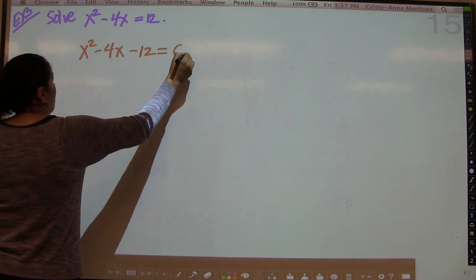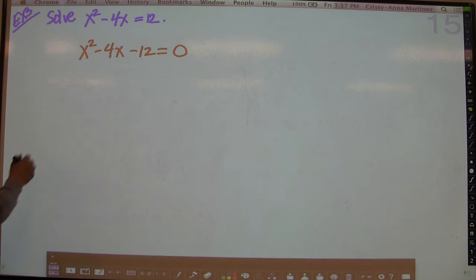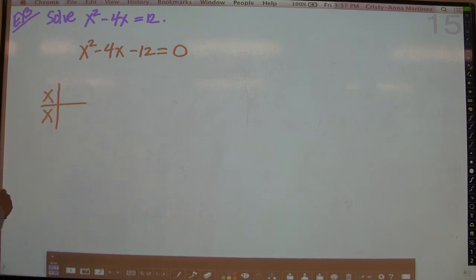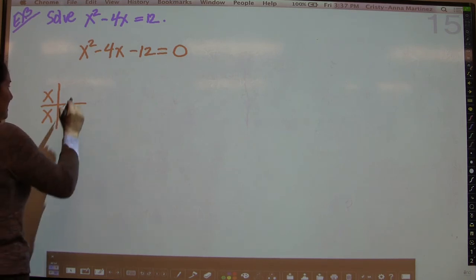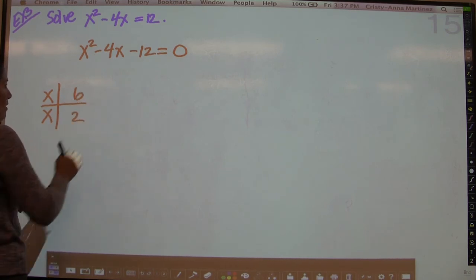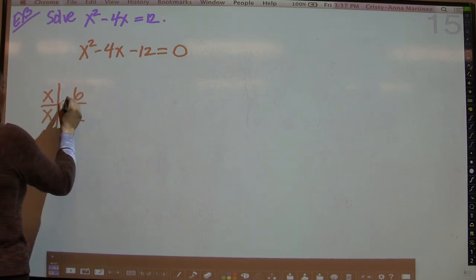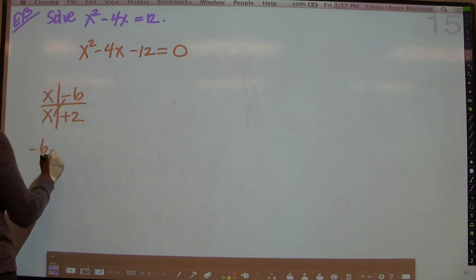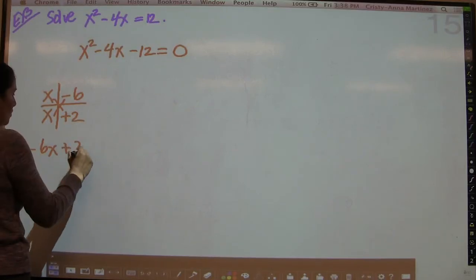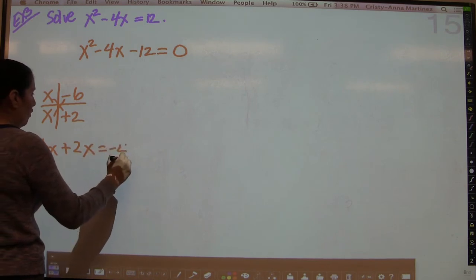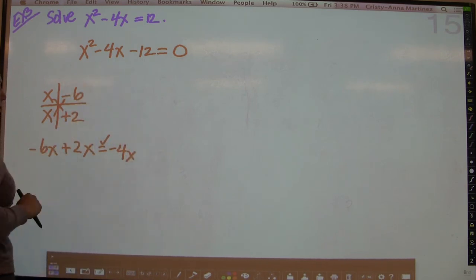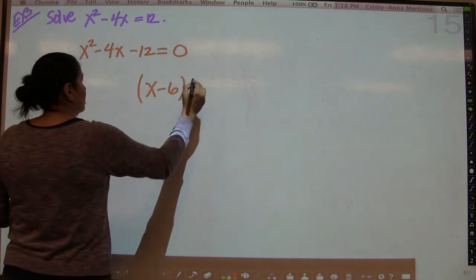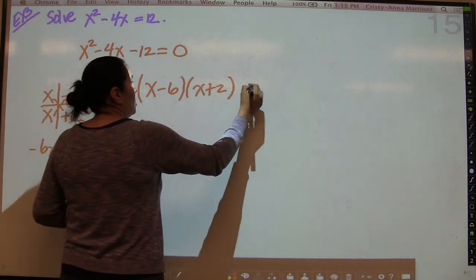So we'll bring our 12 back to the other side. And then I'm going to use my little grid here. And I'll have 1x and 1x will give me x squared. And to get 12, I'm going to say 6 times 2 is 12. And if I want a negative 4, I will do negative 6x and a positive 2. So that I have negative 6x. And then I'll add that to a positive 2x. And that'll give me a negative 4x, which is what I need here in the middle. So these are the factors I'm going to want. So I will have x minus 6 and x plus 2 equal to 0.